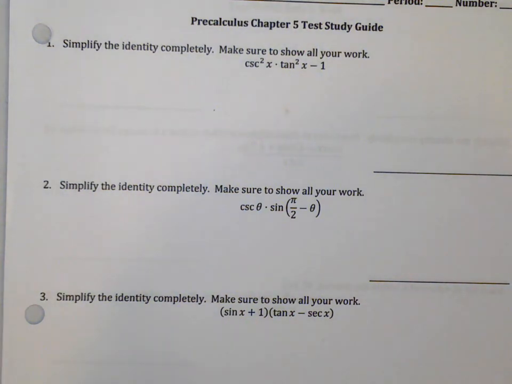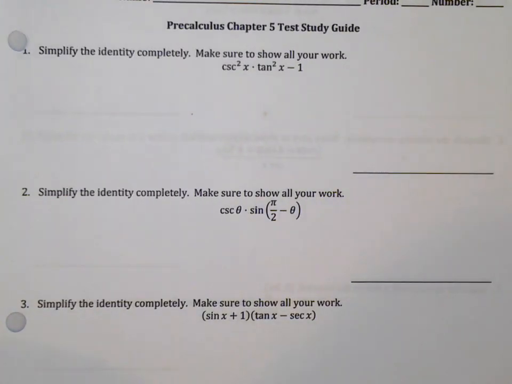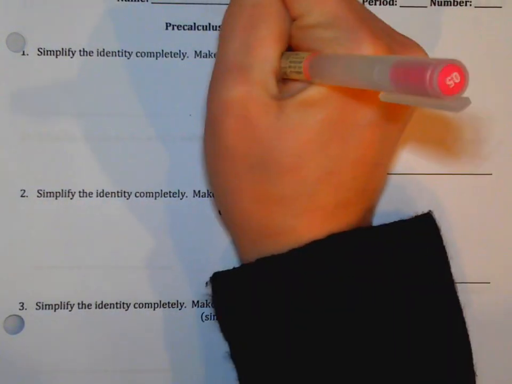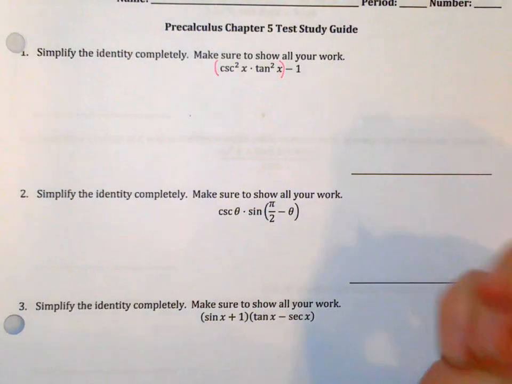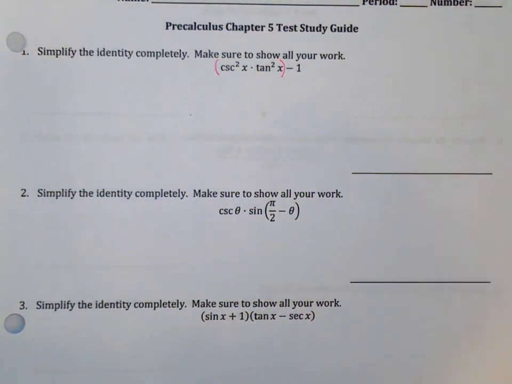We're going to start with number 1. Simplify the identity completely. Make sure to show all work, and work that makes sense. So first thing I'm going to do here: these are being multiplied together, so I have to recognize that I've got to simplify those first before I can do any part of the minus 1.